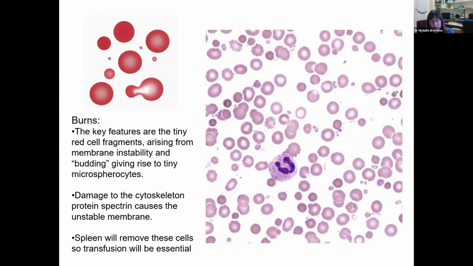Our fear, of course, is that the spleen is going to remove all those cells and that a transfusion is going to be needed. So really, there's a two-way thing here. If we're told that information right at the beginning, that it's a burns patient, then we should be treating this extremely urgently. Even with a fairly normal count, we want to look at the blood film and then get that information back to the clinical team.